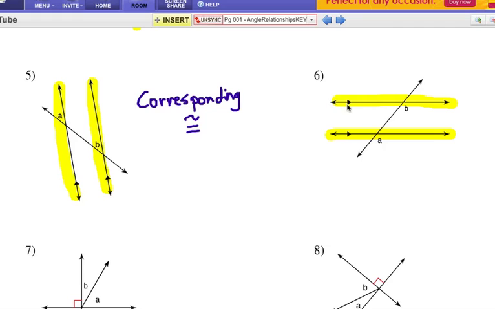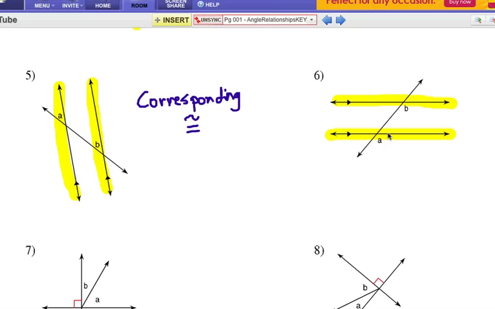And look at number 6 here. Angle A is below its parallel line, angle B is below its parallel line, and they are both on the right-hand side of the transversal. They're in the same relative position. So they are congruent angle pairs. They are corresponding with each other.